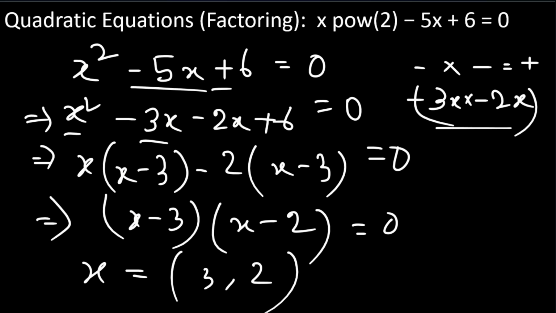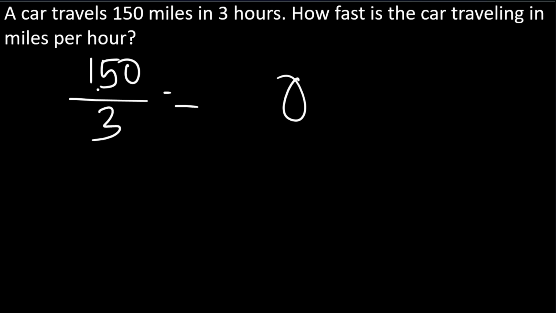So let's solve another problem. A car travels 150 miles over 3 hours. How fast is the car traveling in miles per hour? So it's 150 divided by 3. 3 goes into 15 five times, so it's 50 miles. So per hour the car will run 50 miles.